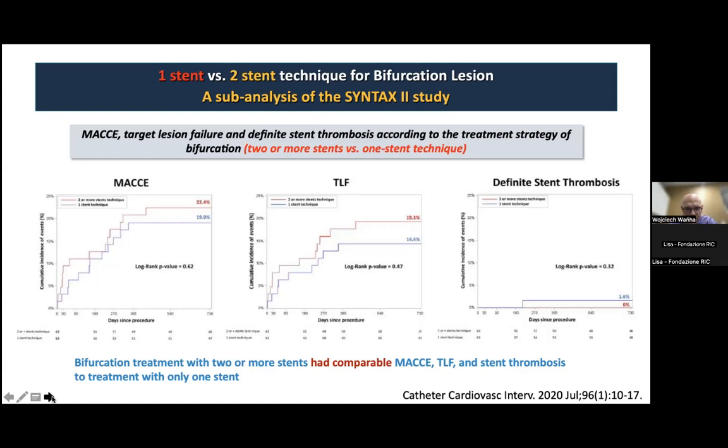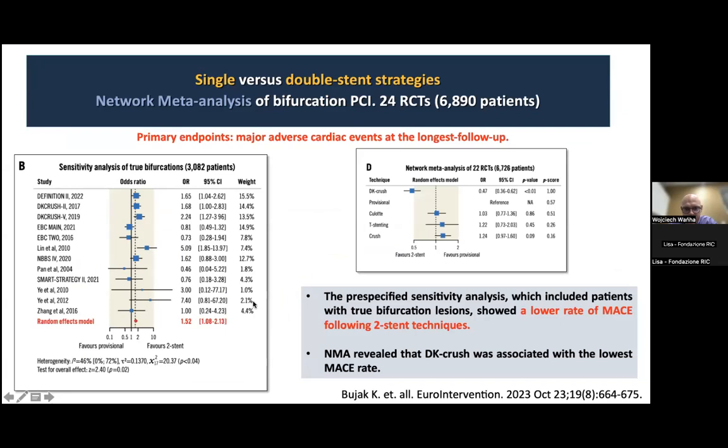and stent thrombosis. One month ago, a quite interesting meta-analysis was published, which also assessed patients with bifurcation lesions, single versus double stent strategy. And here we also have the information on what kind of strategy was performed in the two-stent technique: DK crush, culotte stenting or crush technique.